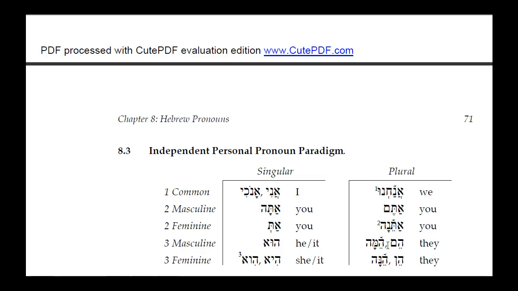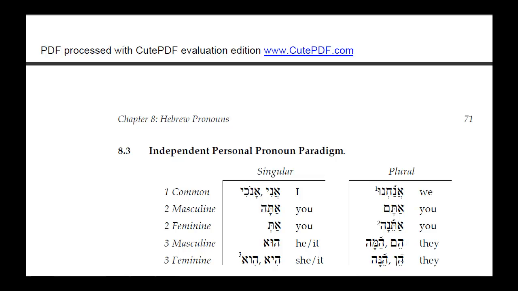And then when we get down to the third masculine, we have two forms. We have haim, again you have that mem there, and you have hema here. And haim is more common. This form is used more than hema in the biblical text.